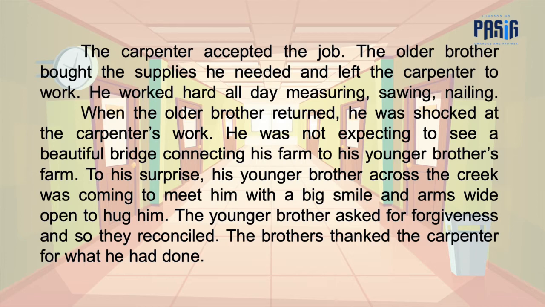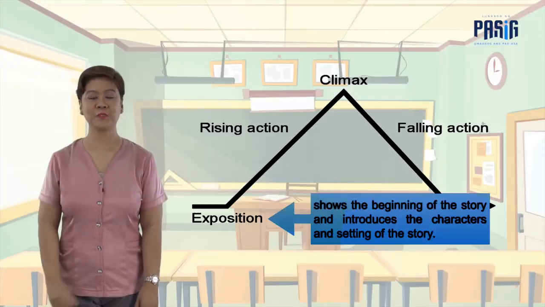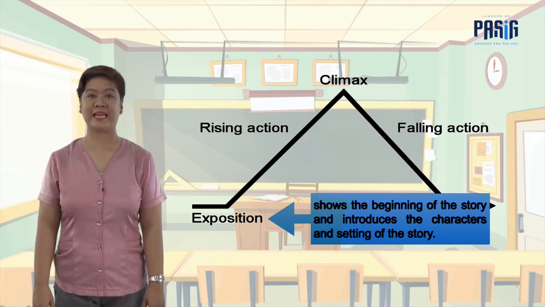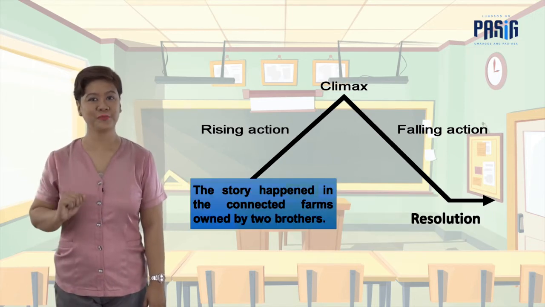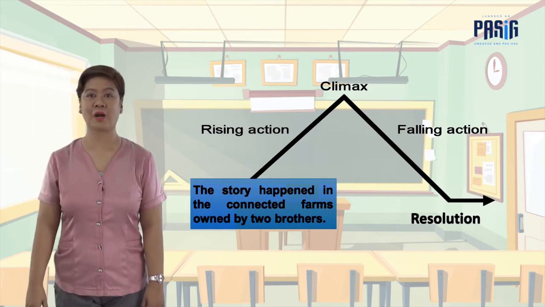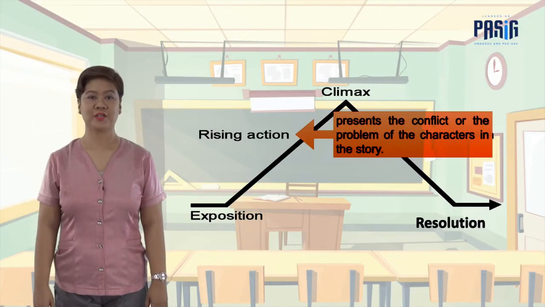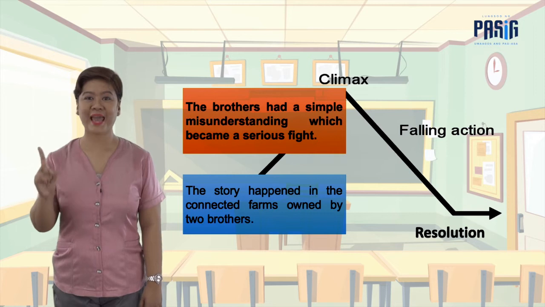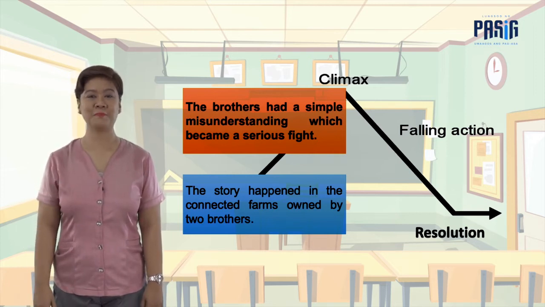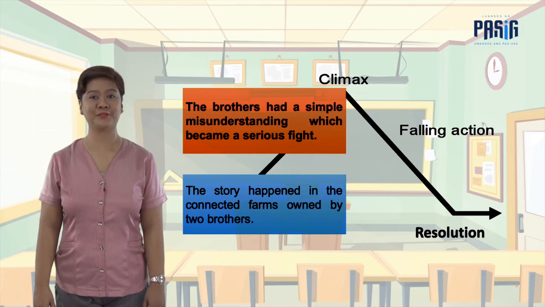Let us find out the main events in the selection based on the 5 parts of the pyramid. The first one is the exposition, which shows the beginning of the story and introduces the characters and setting of the story. What should we write as the exposition? The answer should be, the story happened in the connected farms owned by the 2 brothers. The second part is the rising action, which presents the conflict or the problem of the characters in the story. What is the problem of the characters? The correct answer is, the brothers had a simple misunderstanding which became a serious fight.